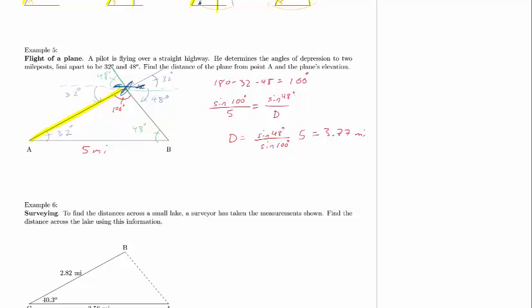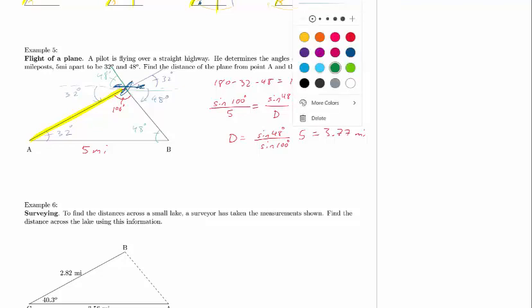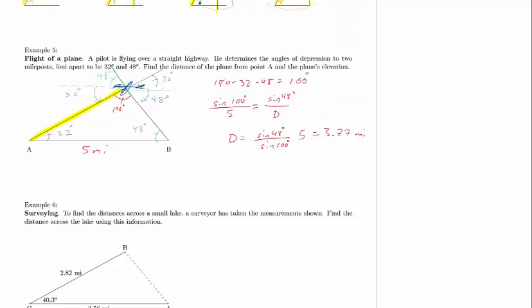All right, so now we want to find the plane's elevation. To do that, we simply form a right triangle with the ground right here. And we can use the 3.77 that we determined from before, and just use a regular trigonometric ratio. We'll call it E for elevation, which is what we're after here.